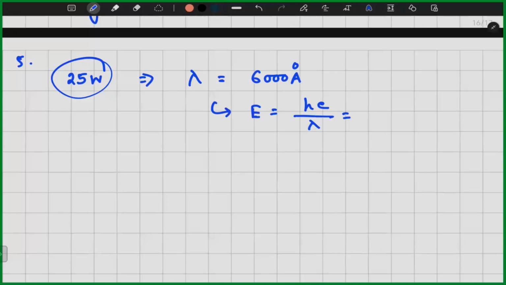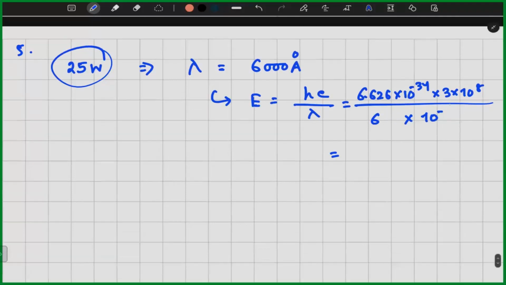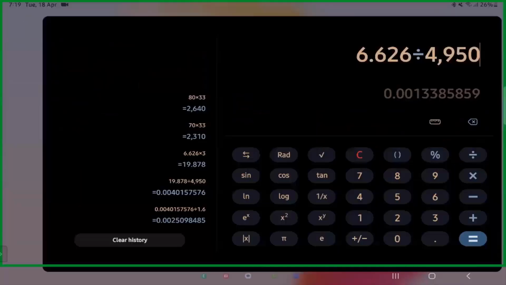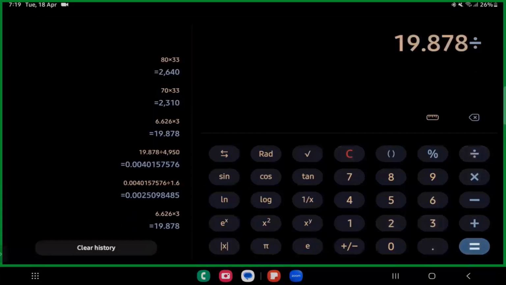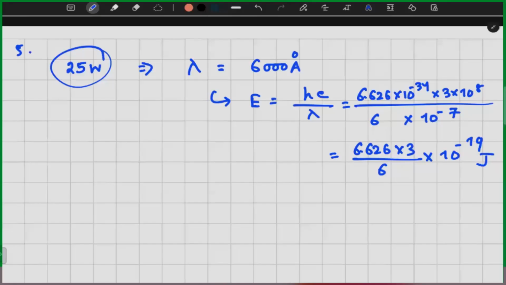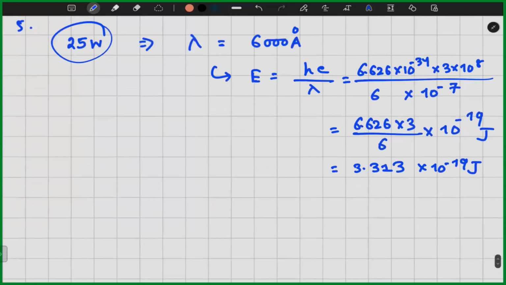So you can write this. It is also in watt. So it will be 6.626 into 3 divided by 6 into 10 to the power minus 19 joule. 6.626 into 3 divided by 6 is 3.313, in electron volt or joule.